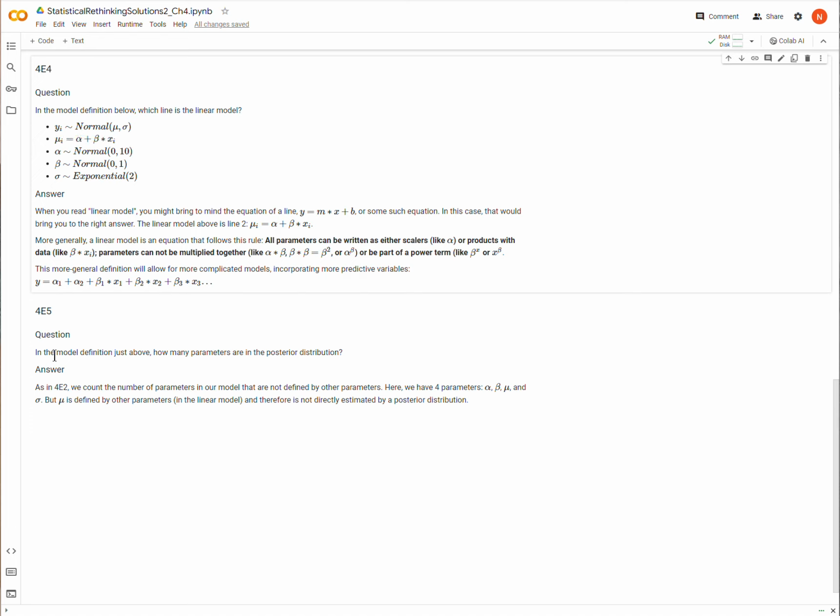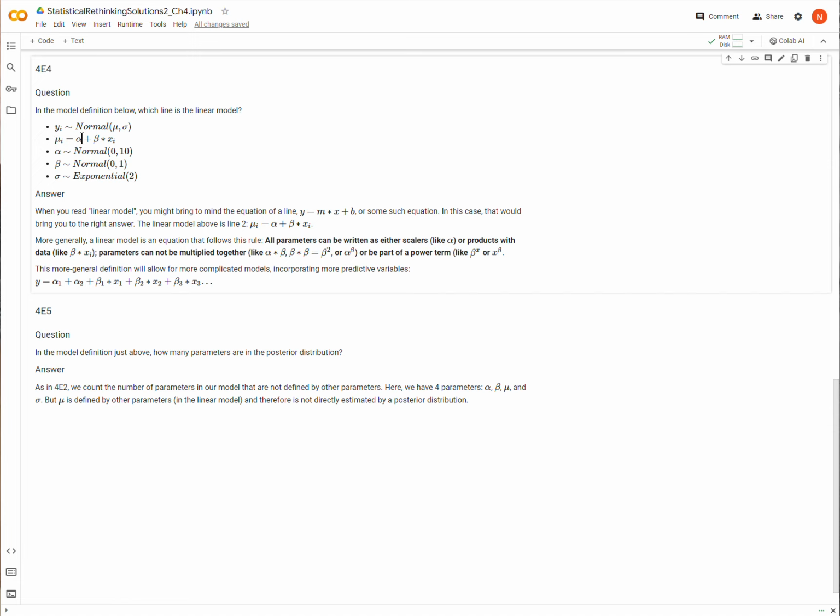And now 4E5: in the model definition above in 4E4, how many parameters are in the posterior distribution? Okay. Well, just like in 4E2 in the video before this, the number of parameters in our posterior is going to be the number of parameters that is not defined by other parameters. Okay. So up here we see that we have several parameters. We have mu, alpha, beta, sigma, but mu is being defined in terms of other things.